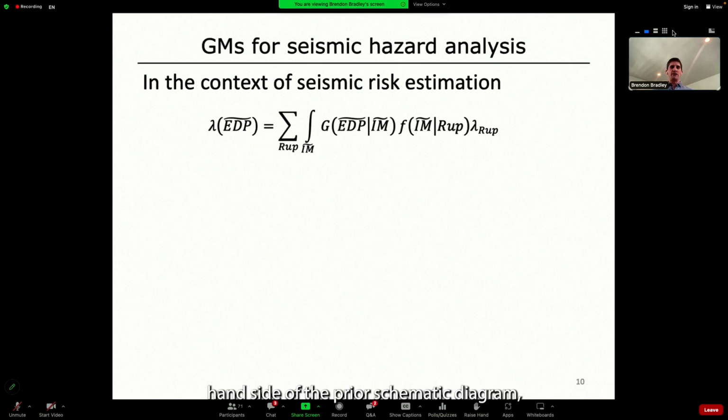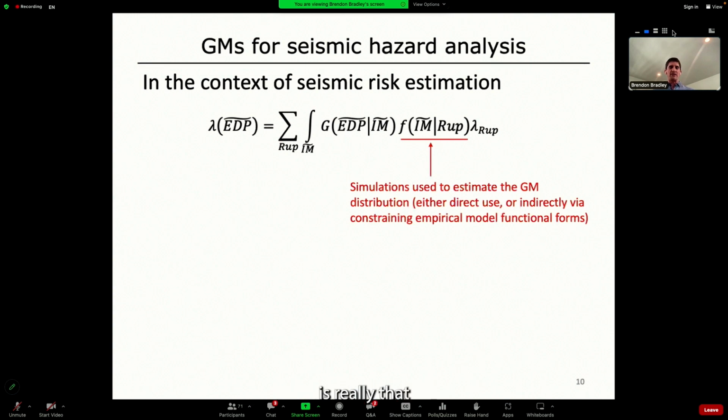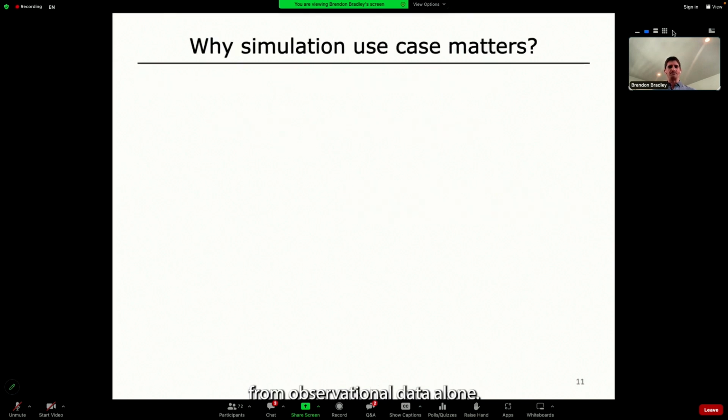When we look at the left-hand side of the prior schematic diagram, thinking about seismic hazard analysis, what we're saying here is really that for the estimation of the distribution of intensity given a rupture, we would substitute out the conventional use of empirical ground motion models and replace them with simulations, or we could take a sort of hybrid path where we're making use of simulations to help constrain empirical ground motion models. And that's obviously been a key theme over the past decade or so, where we know empirical ground motion models aren't adequately constrained from observational data alone.